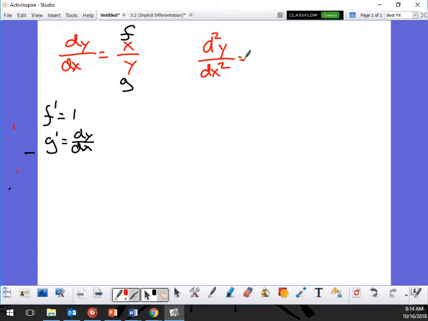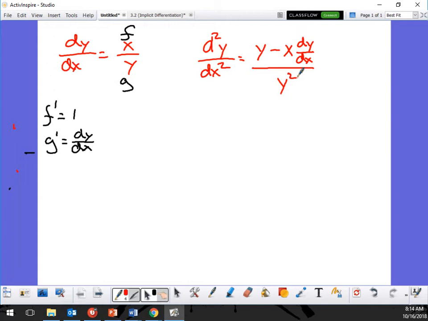So f prime g, so it's 1 times y, so it's going to be just y, right? Minus dy dx, so g prime f. So it's x times dy dx over y squared. Very good. Now, I have a slight issue with this. I have the second derivative here, right? But now right here with the dy dx, isn't that the first derivative? Say yes. That is the first derivative, isn't it?